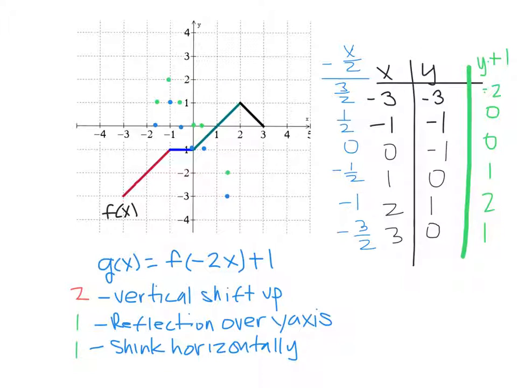All right, those are the points that we want to connect with a line to make the graph. And that is our function g of x, equal to f of negative 2x plus 1.